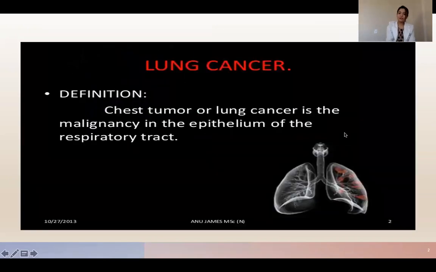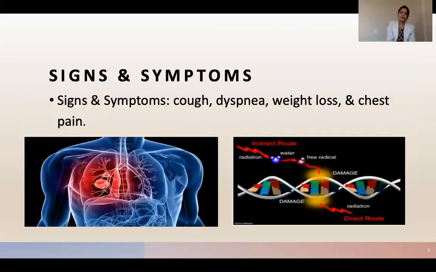So first of all, what is lung cancer? Lung cancer is the tumor of the chest. It is the malignancy in the epithelium of the respiratory tract. The signs and symptoms for lung cancer include cough, usually with blood, dyspnea, weight loss, and chest pain.